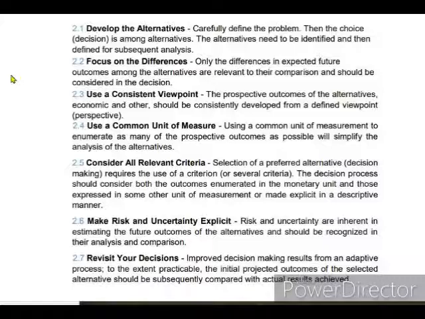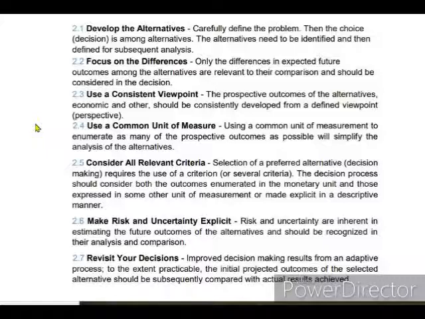So 2.4, use a common unit of measure. Using a common unit of measure to enumerate as many of the prospective outcomes as possible will simplify the analysis of the alternatives. So as long as possible, we should be using a common measure for all of the quantities that we are measuring, to have uniformity and avoid confusion.